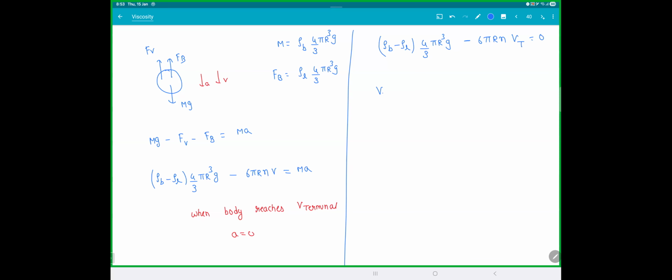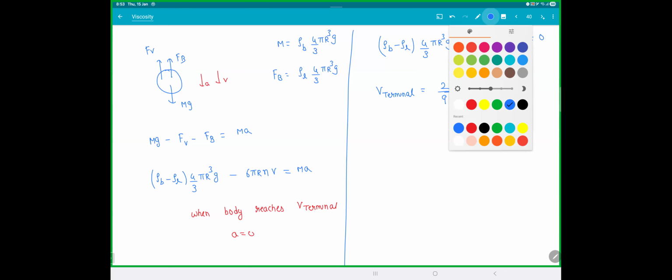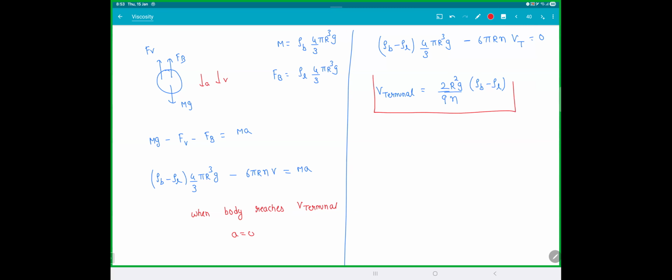If you solve this, like I said, an important result you should remember, v terminal is given by 2 by 9 r square g into (rho b minus rho l) by eta. You should definitely mug up the result. This is a standard result when you dump a solid sphere.